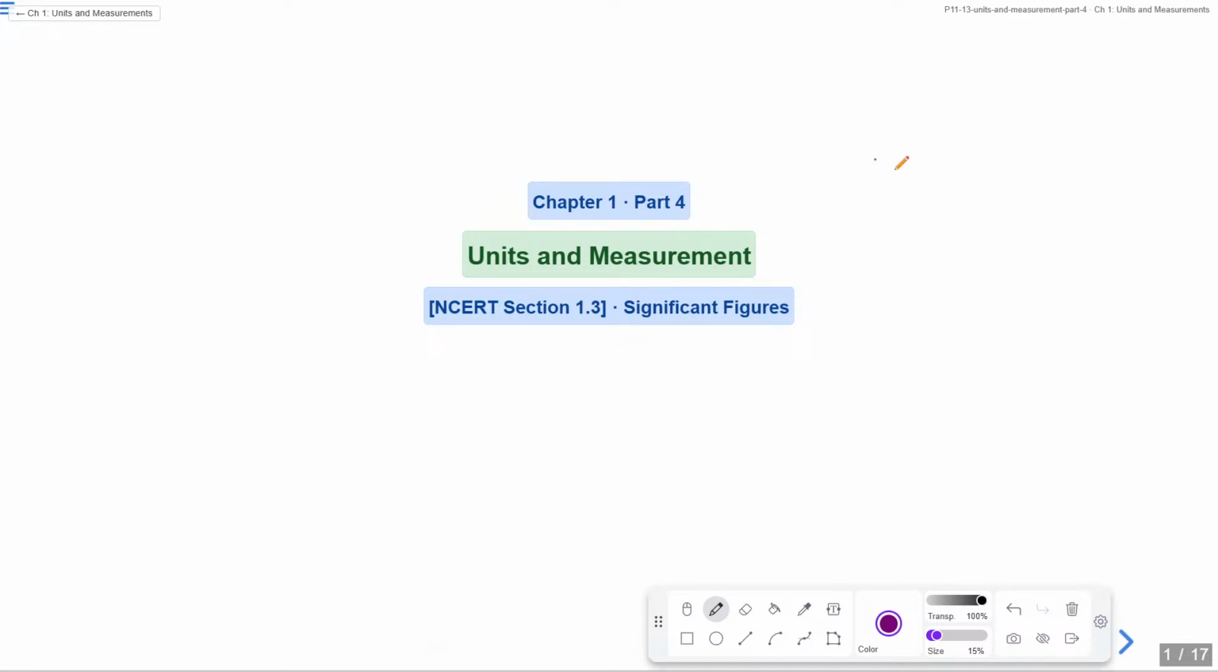See, today we will start the topic significant figures from chapter units and measurement. So I request you all to please mute your mic unless and until you have any doubt.